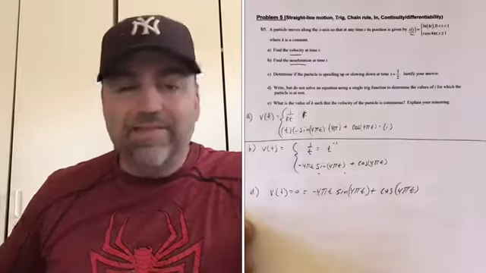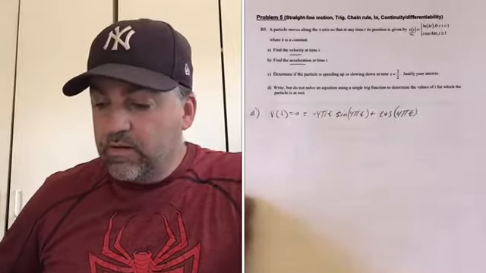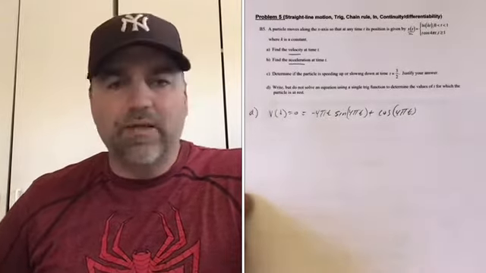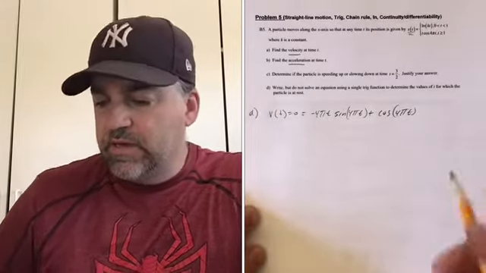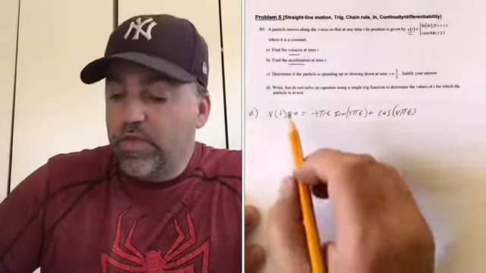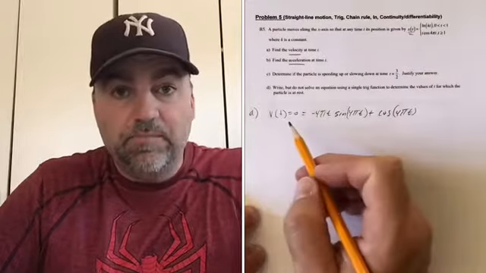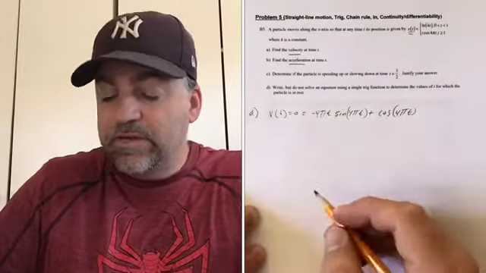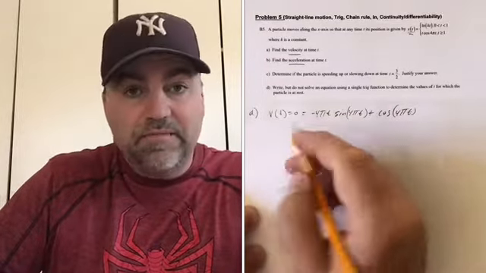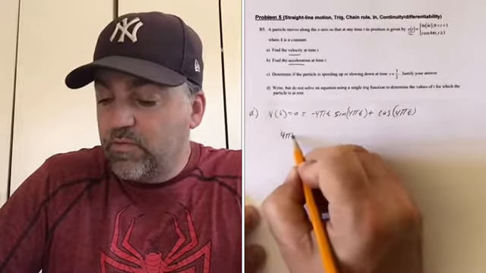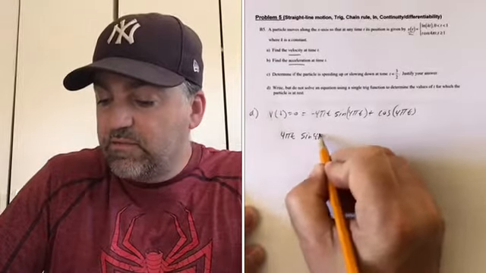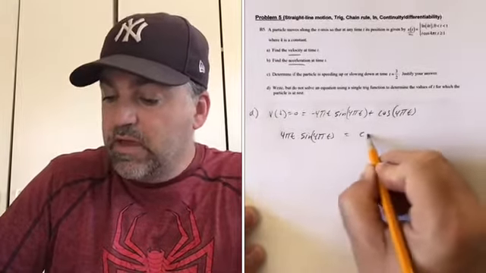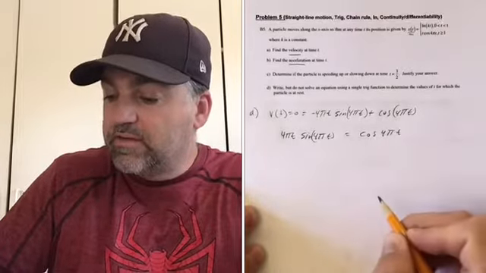All right, so let's write that as one trig function. Kind of a weird question, right? But it's basically, do you know that the particle at rest means velocity equals 0? Do you know that? Here's the equation for it. I'm going to add this onto the left-hand side. So now I have a positive 4 pi t sine 4 pi t equals cosine 4 pi t.